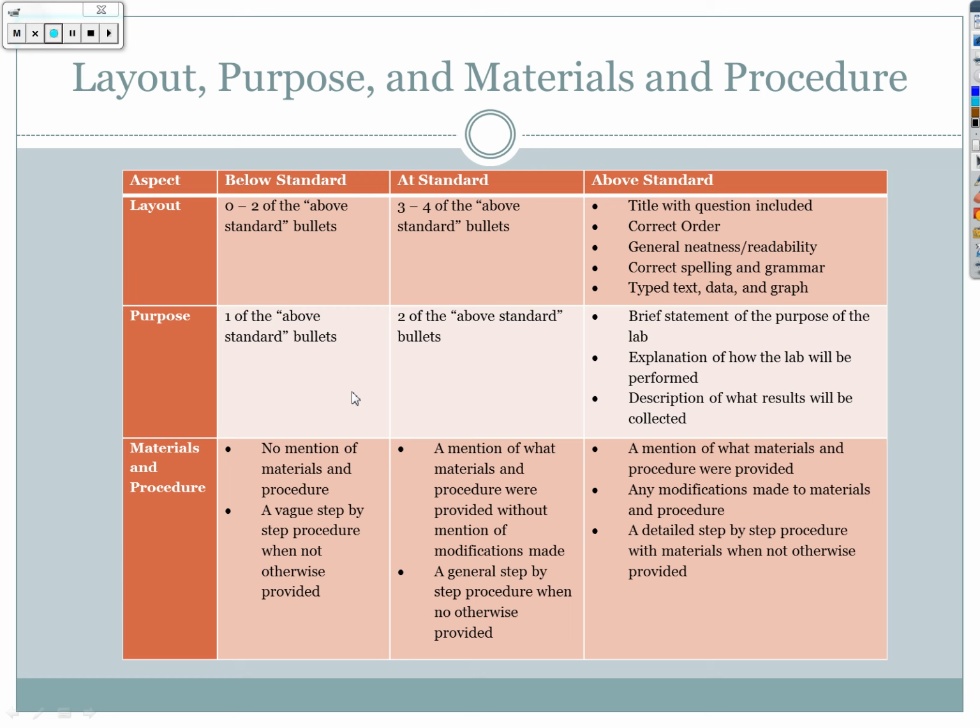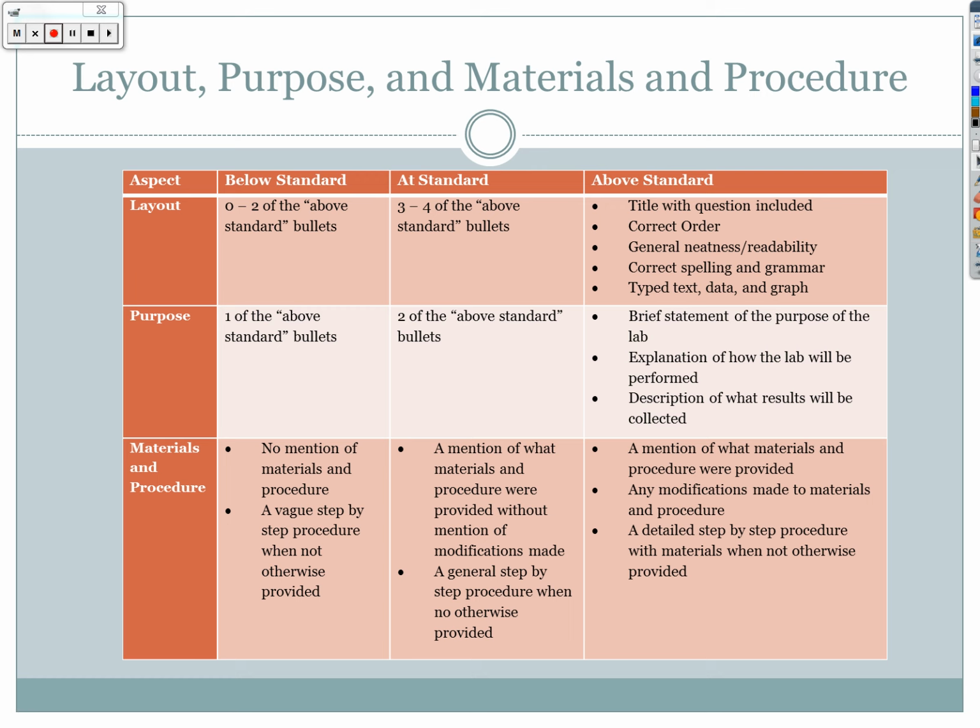So for the purpose, the above standard bullets are a brief statement of the purpose of the lab, an explanation of how the lab will be performed, and a description of what results will be collected. Being at standard meets 2 of those bullets, and being below standard meets only 1 of them.